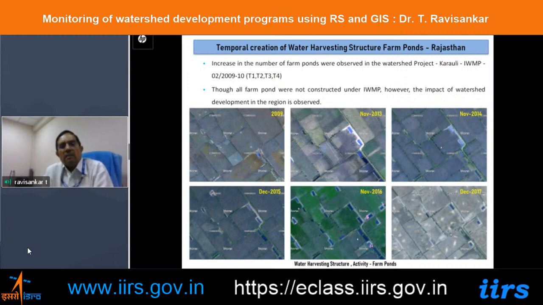Then you can see how the agriculture has also improved, because each farm pond, depending on its size, may not support more than 1 acre or maximum 1 hectare. The farm pond concept is just to give life-saving irrigation during the critical period, because watersheds are all either on dryland farms or in high rainfed zones and other such areas.